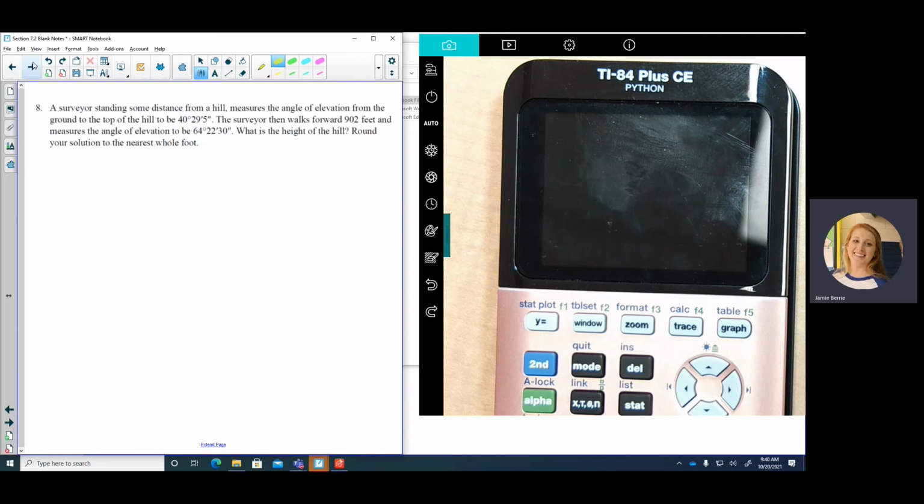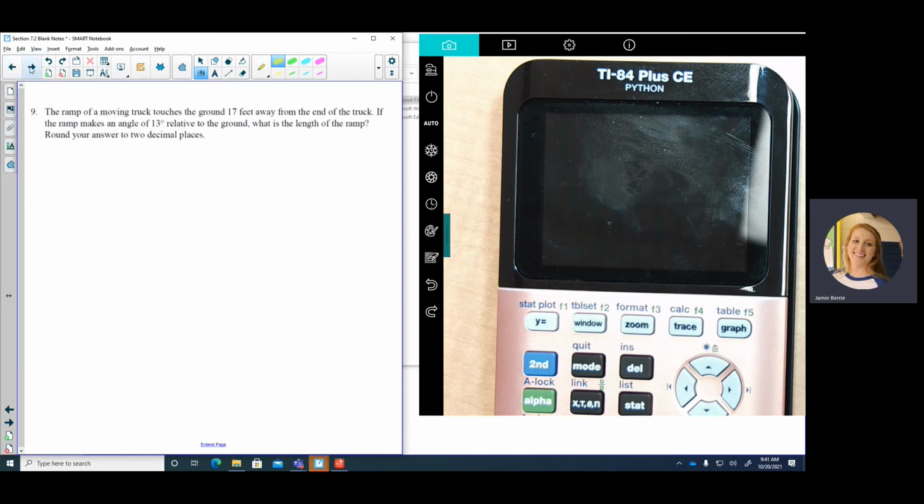Okay. All right, so here we have, I'm going to skip this one and then do number 9. The ramp of a moving truck touches the ground 17 feet away from the end of the truck. If the ramp makes an angle of 13 degrees relative to the ground, what is the length of the ramp? All right, so I skipped number 8 because I took that one off of the homework.